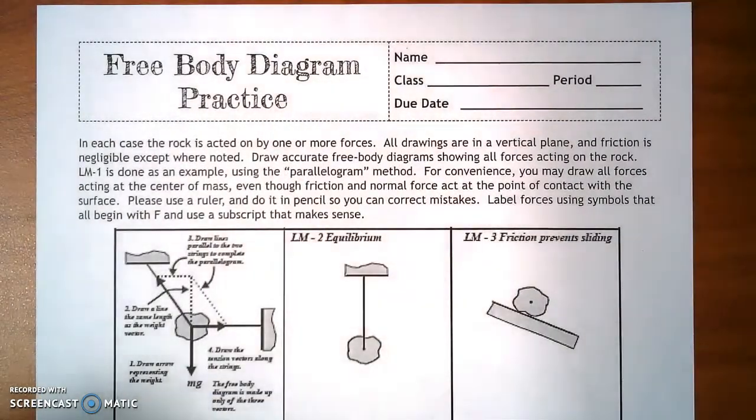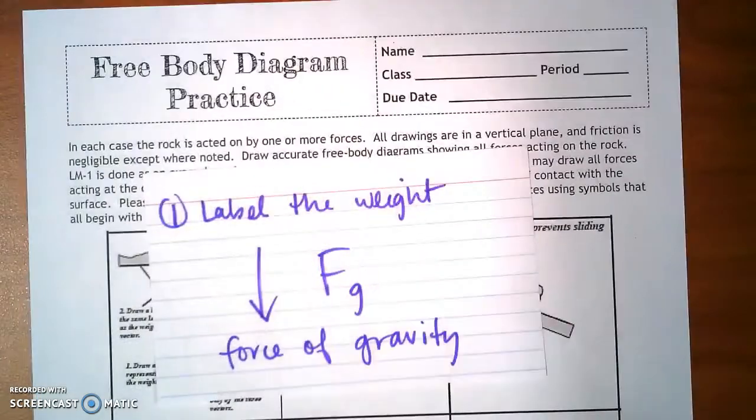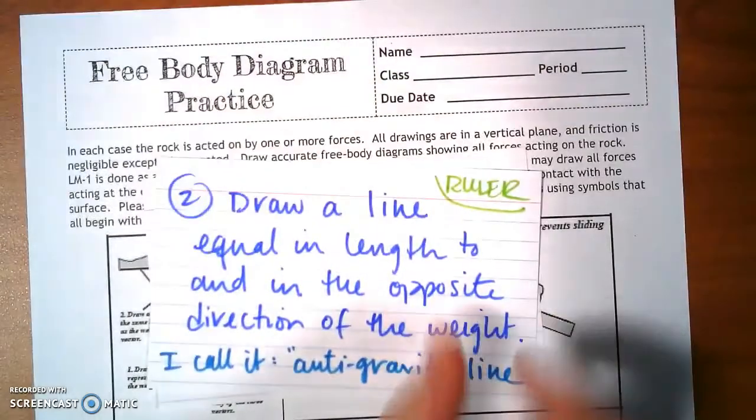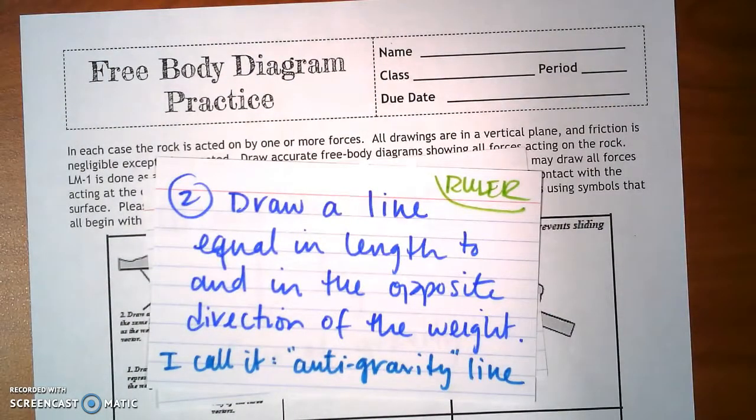So here are the basic steps. First thing that you're going to do every single time, we're going to label the weight, the force of gravity acting on the object. Second, we're going to use a ruler to draw a line that's equal in length and in the opposite direction of the weight. I've chosen to call that the anti-gravity line.